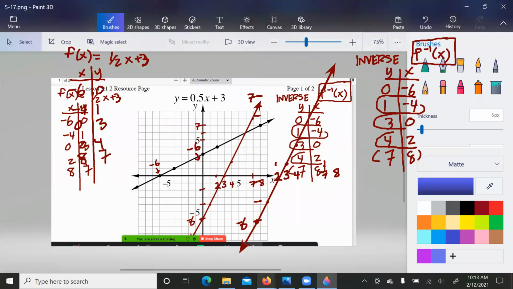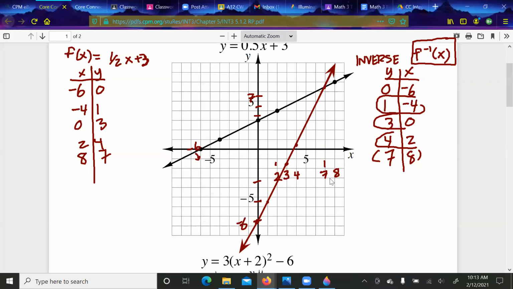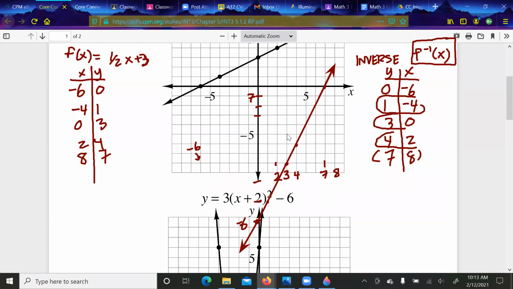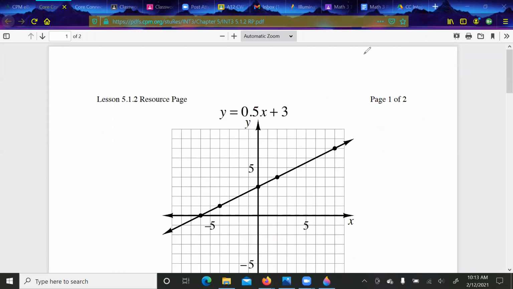So now I got to go back to my screen. Where was I at? Right here. Okay. All right. So I need to erase this stuff. And so I need to go to annotate. Should have erased my stuff before I did that. Okay. So that was the first graph. Now we need to go down to the second graph. So I need to scroll down.